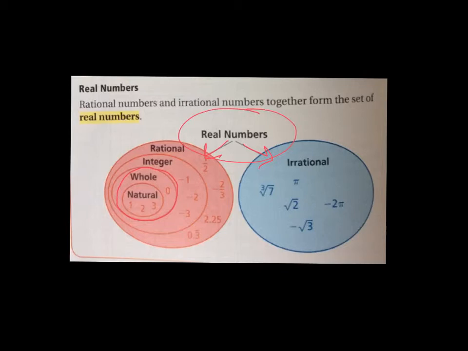So every natural number is also a whole number, but not every whole number is a natural number, right? Because 0 is not natural.